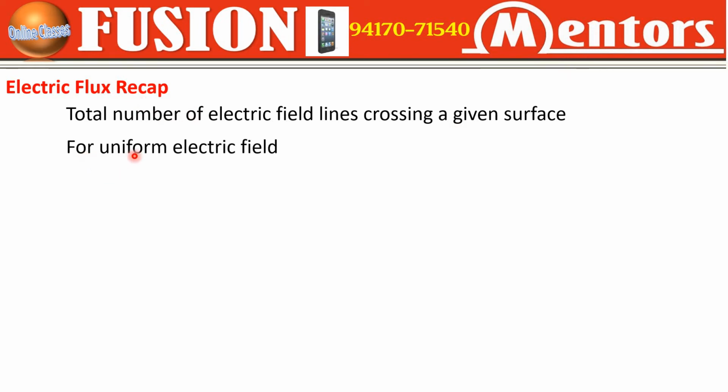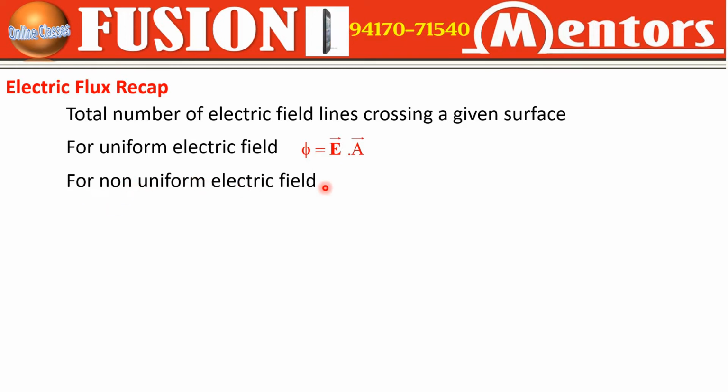If electric field is uniform, then electric flux is straightway given as dot product of E vector and A vector. For a non-uniform electric field, flux is integration of electric field with small area vectors drawn on the given surface. So E dot dS is to be added, integrated. Flux is a scalar quantity, as told in last videos.